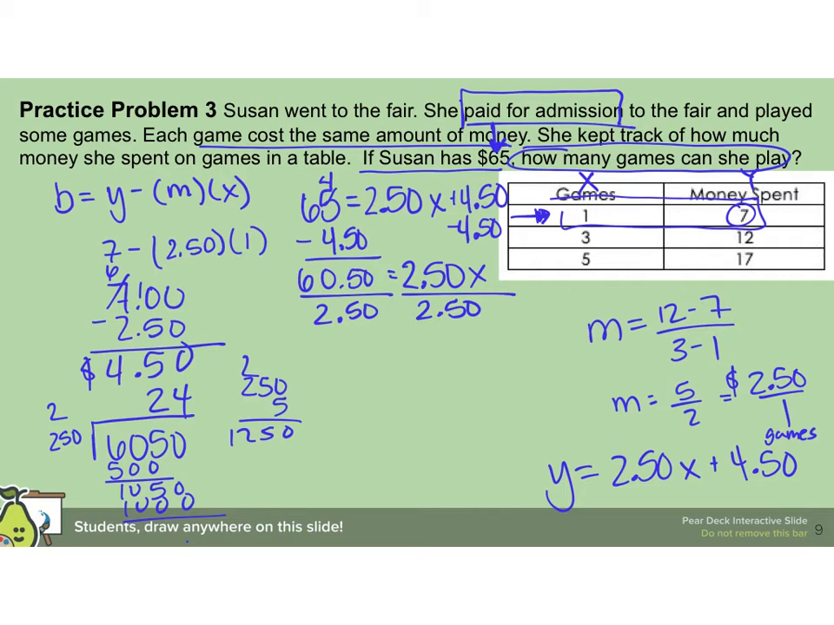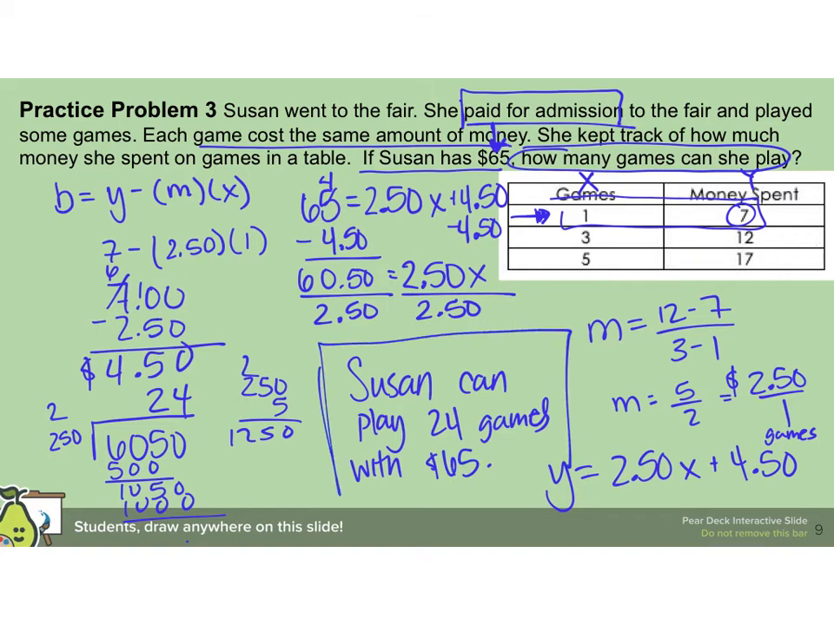So how many games can she play? Susan can play 24 games with $65. So it's just a pattern, right? Find the slope, find the y-intercept, write the equation, then figure out the number they gave you, if you're plugging that in for x or y.